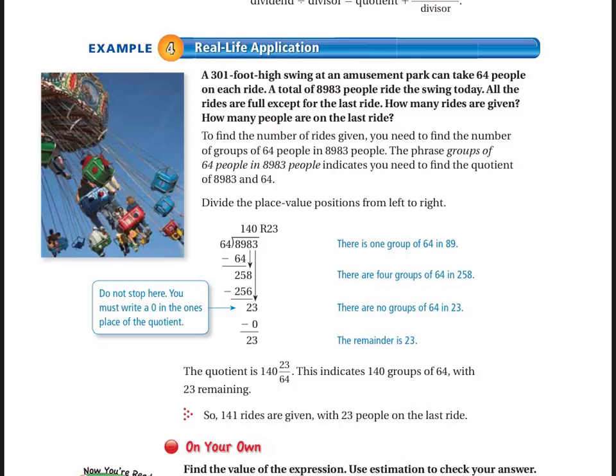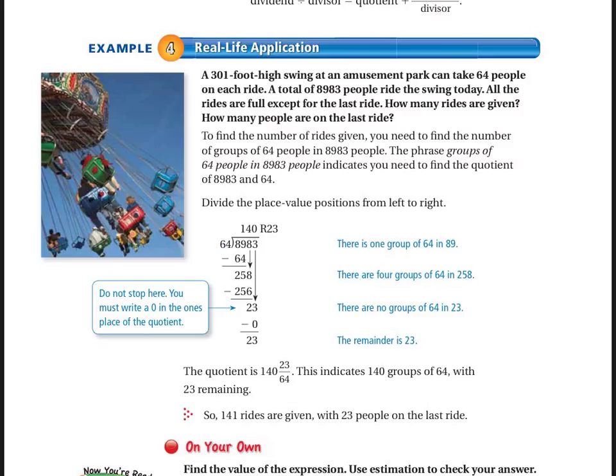So example 4 says a 301-foot high swing at an amusement park can take 64 people on each ride. A total of 8,983 people ride the swing today. All the rides are full except for the last ride. How many rides are given and how many people are on the last ride? And then it even says here, to find the number of rides given, you need to find the number of groups of 64 people, because that's all that can fit on the ride, fit into 8,983 people. So what we need to do is take our 8,983 and put it inside the box, and we put our 64 outside the box, just like the problem has here.